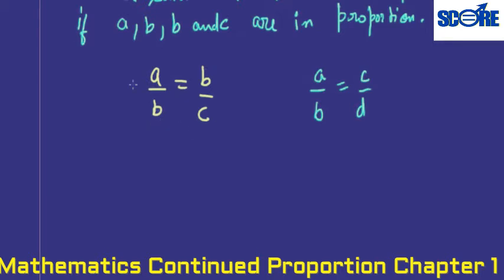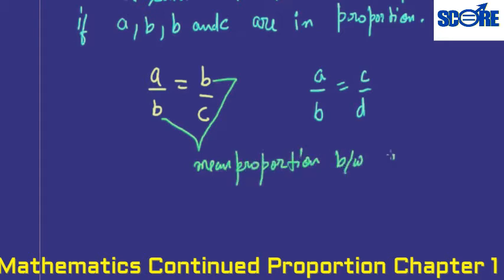Now in this, B is known as the mean proportion between A and C, and C is known as the third proportion. Whereas in simple proportion we say D is the fourth proportion, since it is the fourth number. Here C is the third number, therefore it is known as the third proportion.